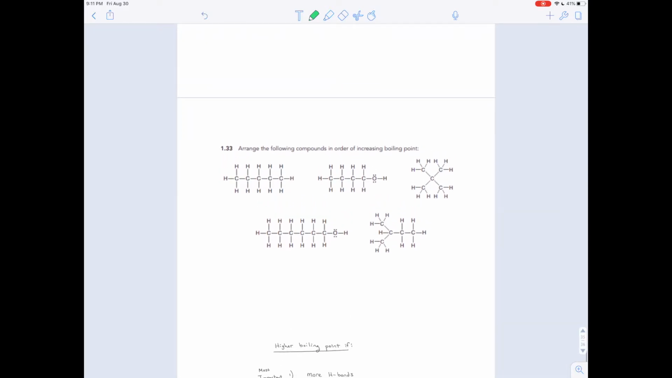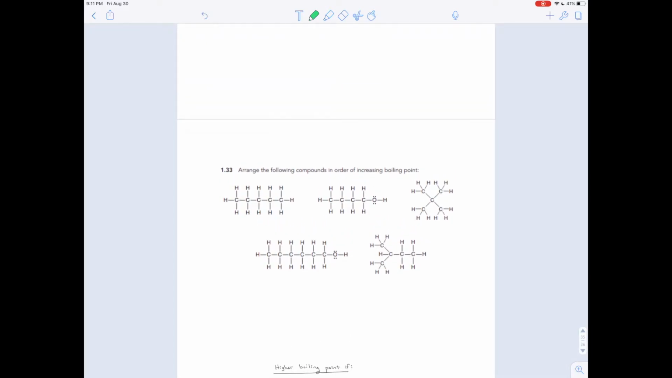Now remember, to have a hydrogen bond, you need a nitrogen, oxygen, fluorine, or chlorine bonded to hydrogen in the molecule. So any molecule that does not have nitrogen, oxygen, fluorine, or chlorine will not have any hydrogen bonds. So this one here has 0 hydrogen bonds. This here has 0 hydrogen bonds. This here would have, or could form, 0 hydrogen bonds to another molecule.